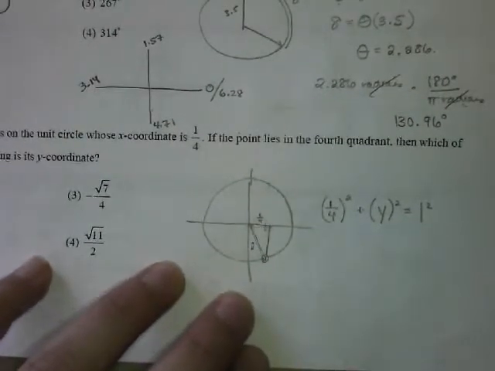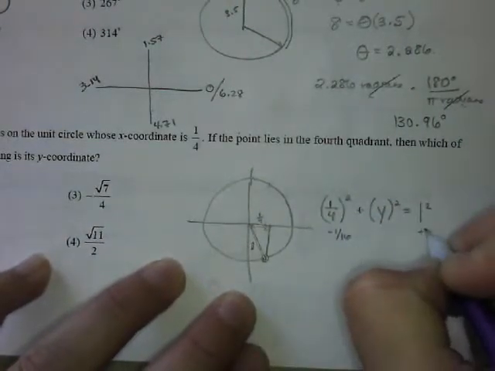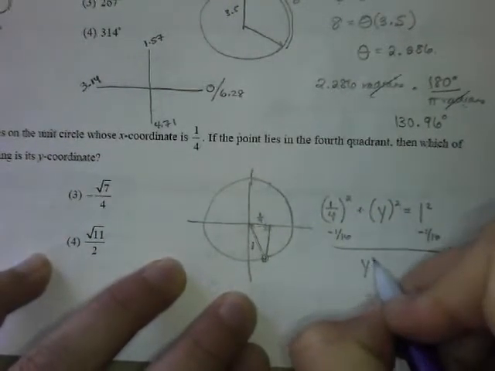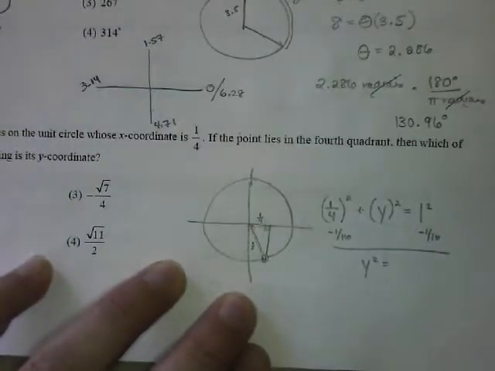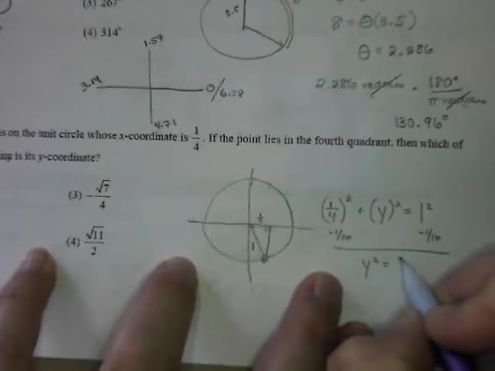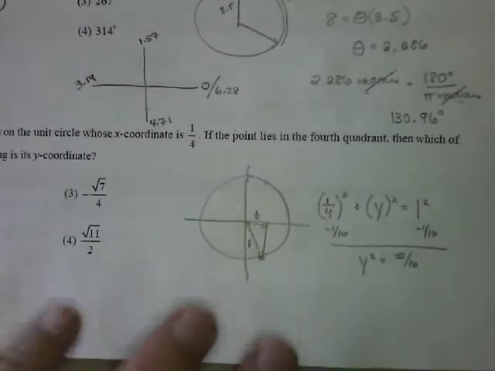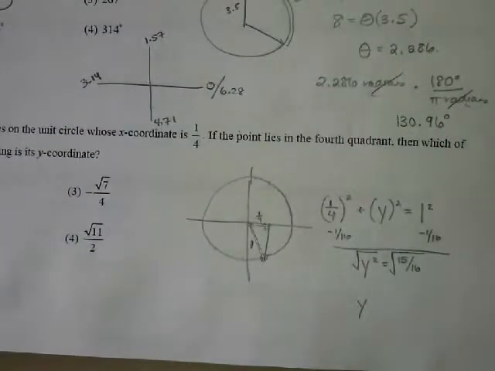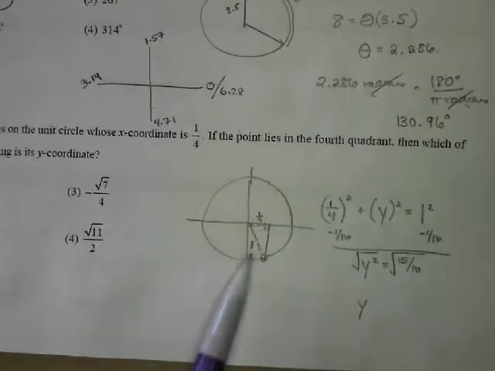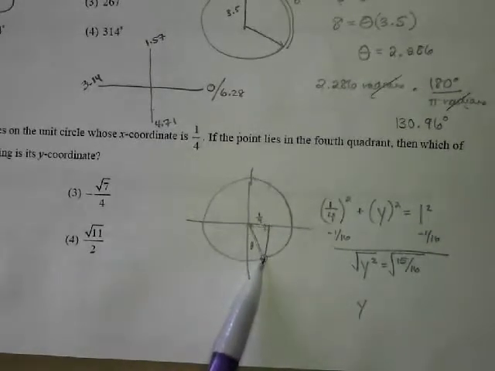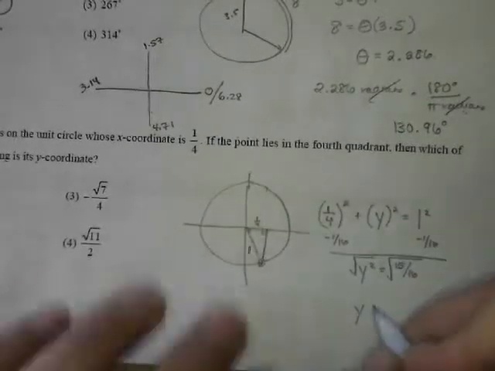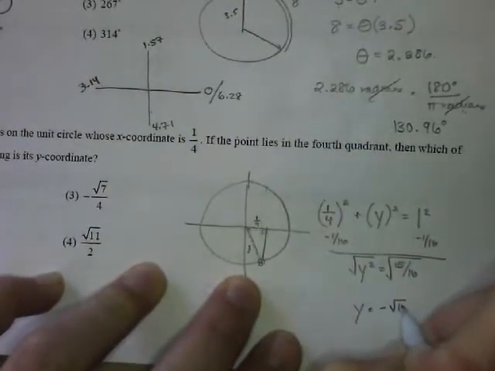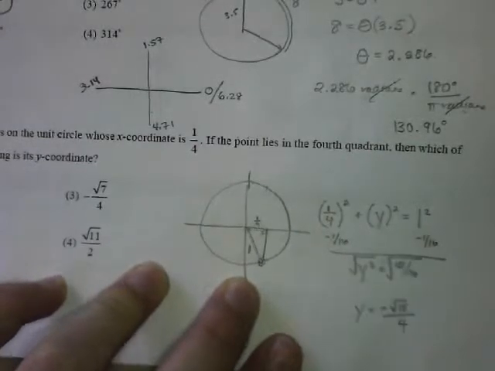1/4 squared is 1/16, so I would subtract 1/16 from both sides. That's going to give me y squared equals 16/16 minus 1/16, which is 15/16. And then when you square root both sides, your actual equation would have plus or minus. Then we have to think in the context of the problem. Is your y-coordinate here going to be plus or minus? Negative. So we're going to take the negative square root of 15 over the square root of 16, which is 4.